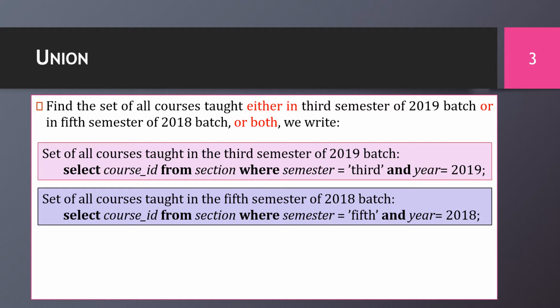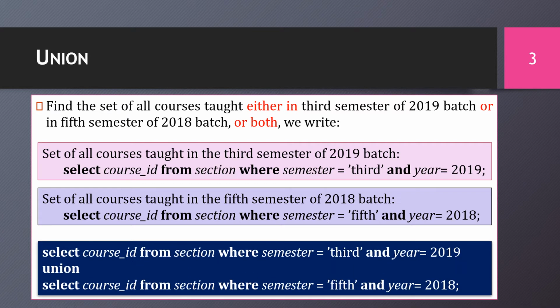Now we are going to combine these two queries using the keyword union to find out the set of all courses taught either in the third semester or in the fifth semester or in both. So now the query becomes select course ID from section where semester is equal to third and year is equal to 2019 union select course ID from section where semester is equal to fifth and year is equal to 2018.